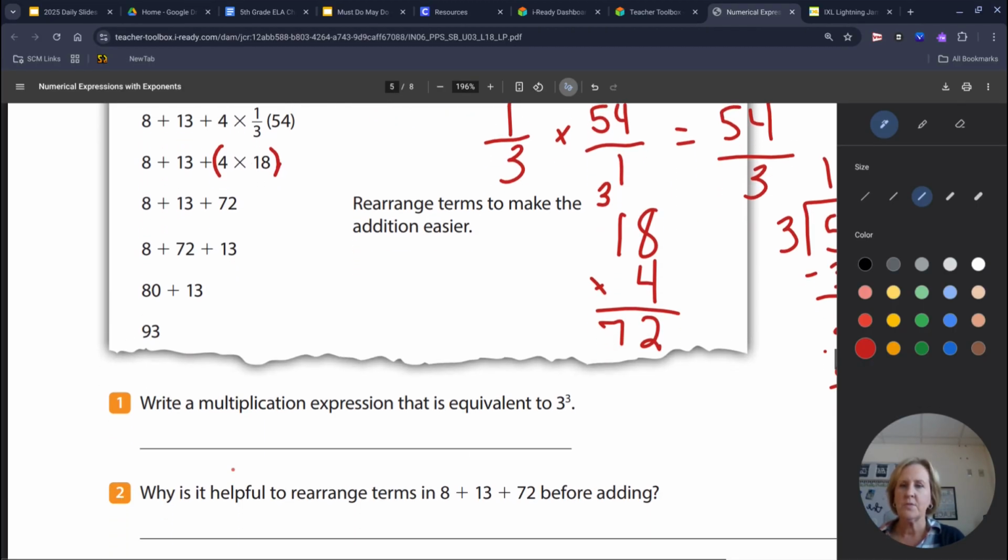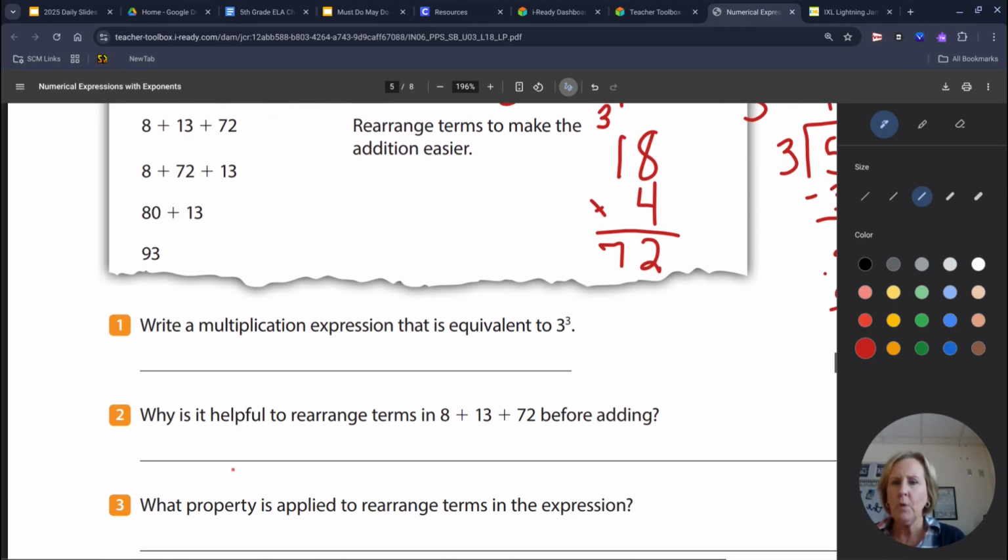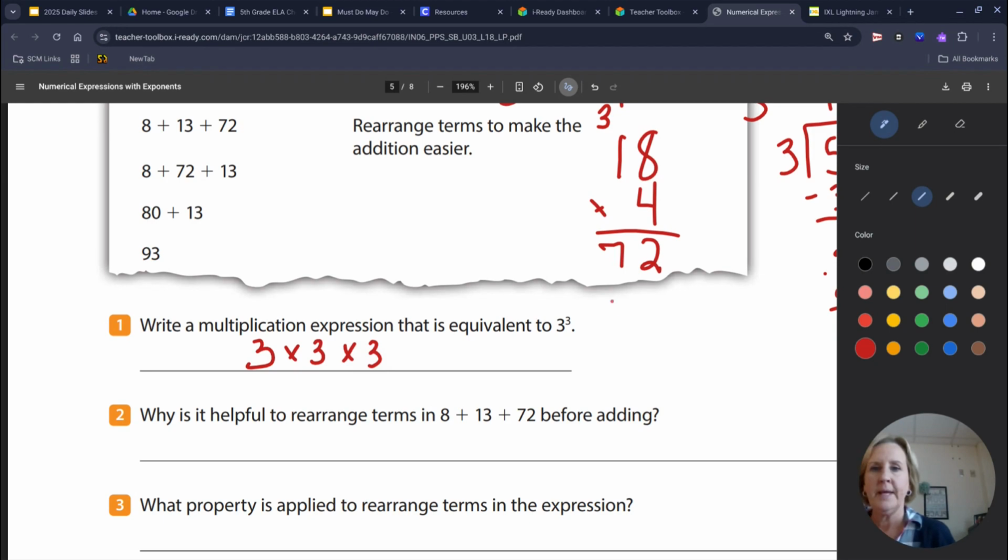All right, let's answer these questions real quickly. Write a multiplication expression that is equivalent or the same as 3 to the 3rd power. Okay. Well, that means 3 times 3 times 3. And if I'm writing the expression, I really don't have to solve it. That is it. But I'm going to solve it, and that means 9 times 3, which equals 27.